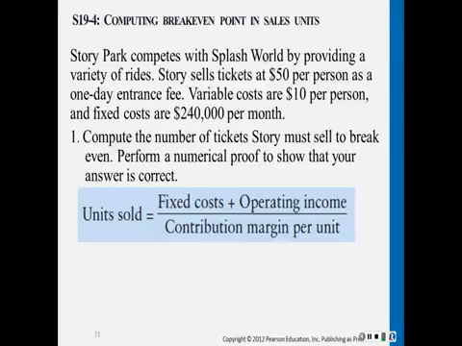Short exercise 19-4 reviews how to compute the break-even point in sales units. Story Park competes with Splash World by providing a variety of rides. Story sells tickets at $50 per person as a one-day entrance fee. Variable costs are $10 per person, and fixed costs are $240,000 per month. Compute the number of tickets Story must sell to break even. Perform a numerical proof to show that your answer is correct.